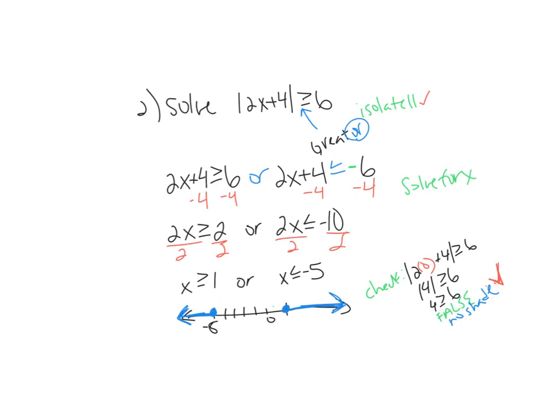So what x values will satisfy distance from 0? Absolute value 2x plus 4 is greater than or equal to 6. All of these values here. Any number that is greater than or equal to 1, or that x is less than or equal to negative 5. So let's try one more.